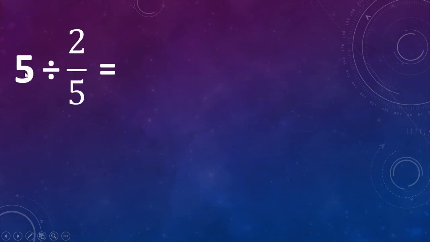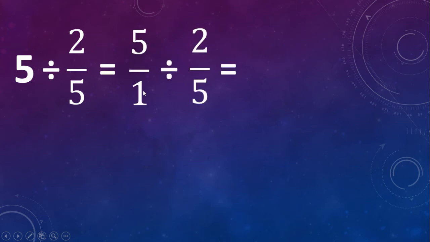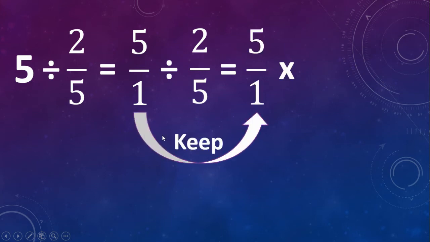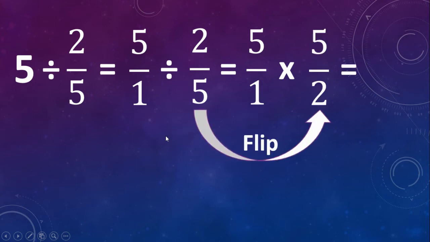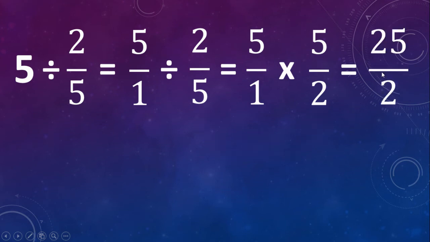Here's a whole number up front. So let's rewrite our problem as 5/1 divided by 2/5. We didn't KFC, we just rewrote our problem so we make sure that we don't get this 5/1 confused. Keep the first fraction the same. Flip the second fraction and change your division sign to a multiplication. Comes out to 25/2. Never leave an improper fraction as your answer.